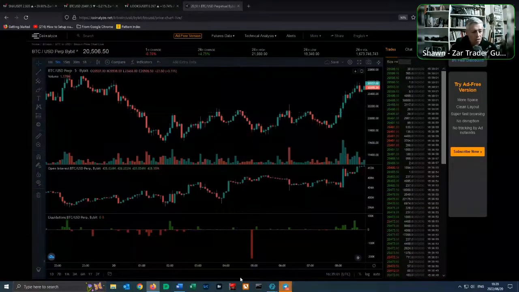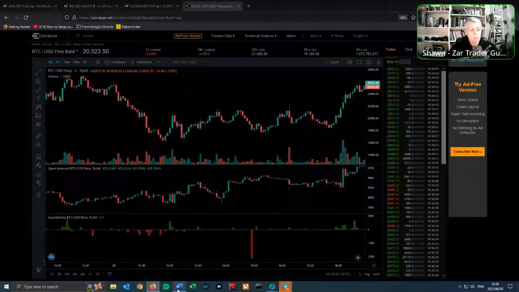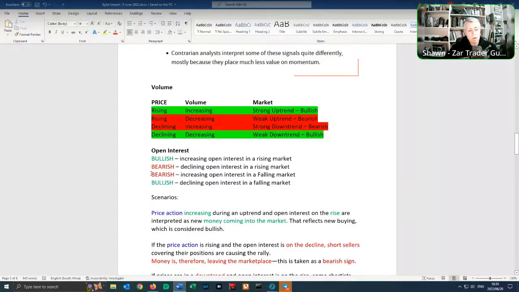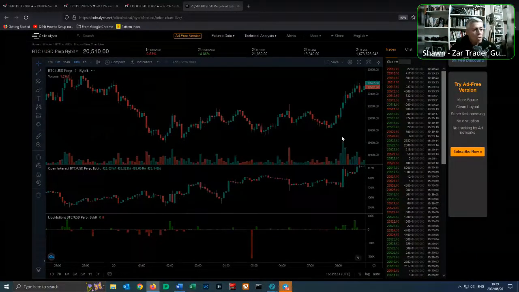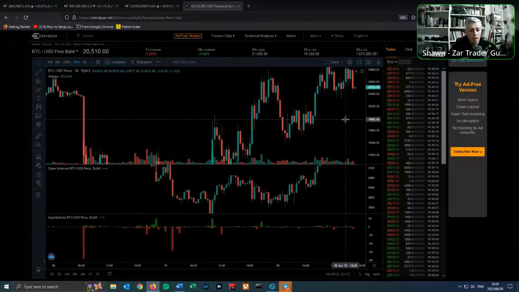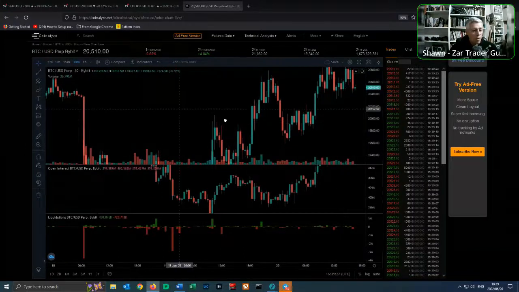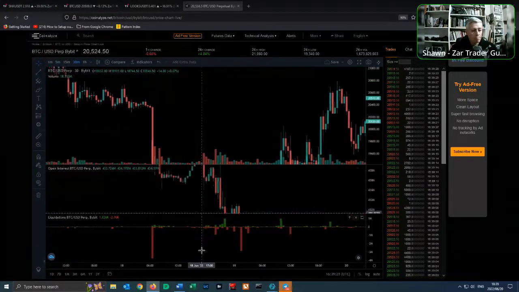Okay, then the third scenario is that we have a bearish indication when there's increasing open interest in a falling market. Now, this is extremely bearish. This means that there are new shorts opening when the market is decreasing. So let's go to the 30-minute, because we'll be able to see it probably here.